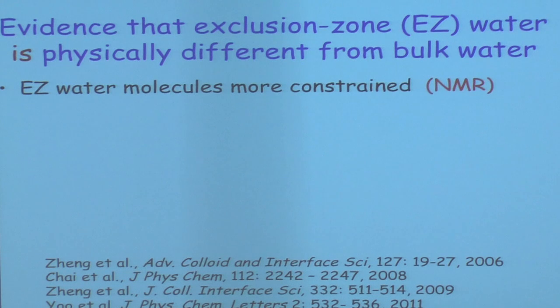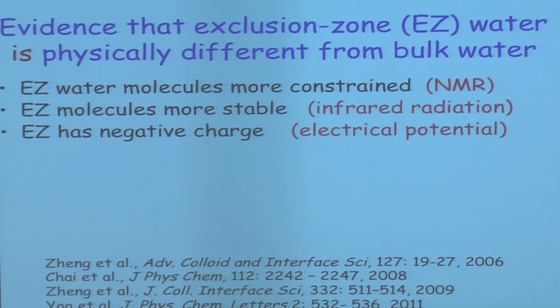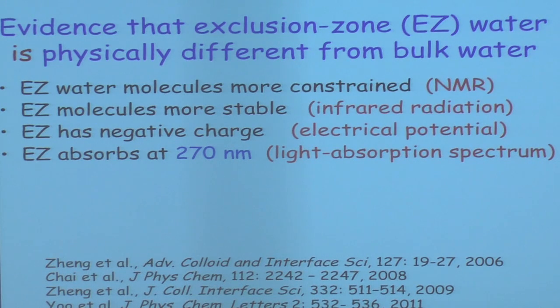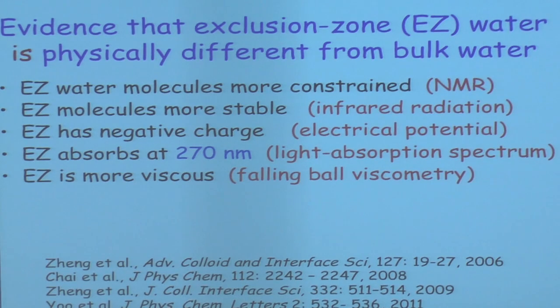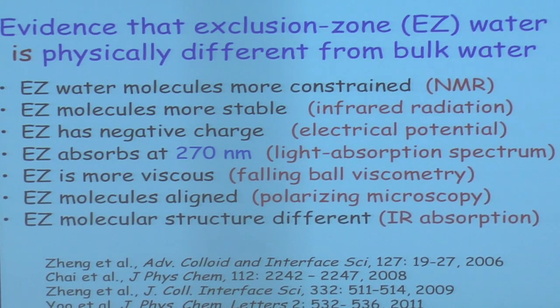So we found that the EZ water molecules are more constrained than the bulk water molecules outside of the exclusion zone. We found that the molecules are more stable using infrared radiation coming from there, very little radiation coming from that zone compared to bulk water. It has negative charge, and I'll go into that in a moment. I'll show you the evidence for that. It absorbs light in the UV at 270 nanometers. Bulk water doesn't do that. It's more viscous than bulk water, almost like raw egg white. The molecules inside are aligned, by birefringence measurements. And the molecular structure is different from ordinary water.